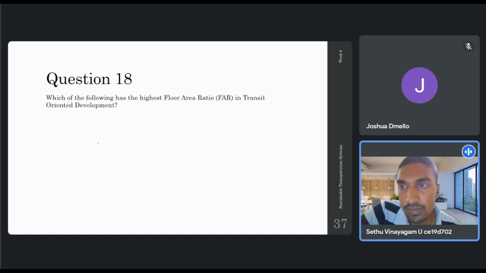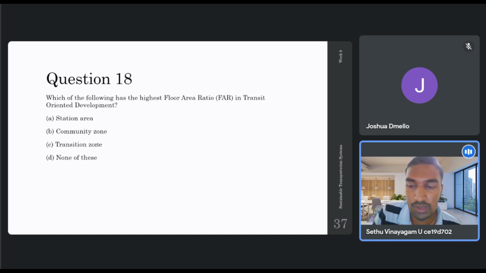Question number 18 is, which of the following has the highest floor area ratio in transit oriented development? The options are station area, community zone, transition zone, and none of these.